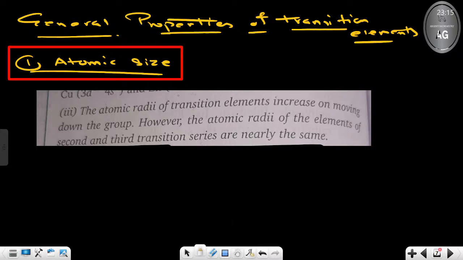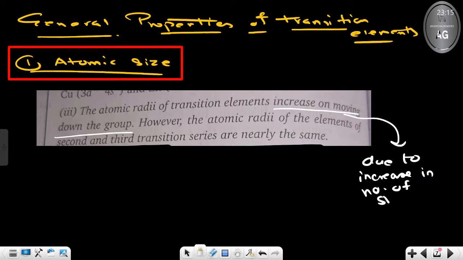The atomic radii of transition elements, we read out again. The atomic radii of transition elements increase on moving down the group. This is a simple question and the answer is due to increase in the number of shells. Due to increase in the number of shells that we have already learned. So let us write it over here. Due to increase in number of shells. Already read in class 11.